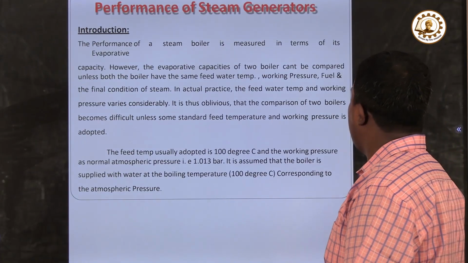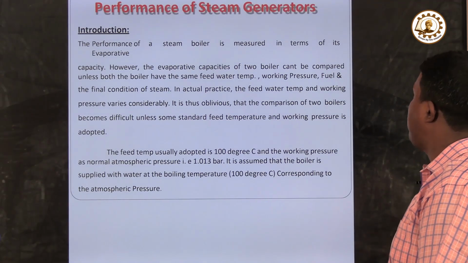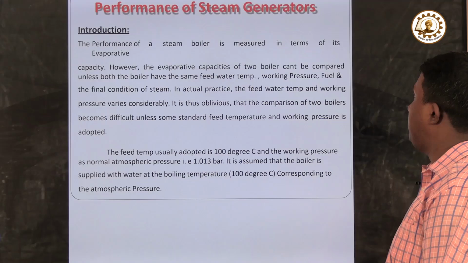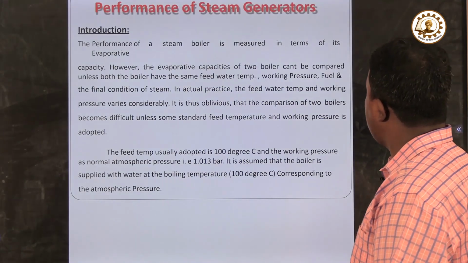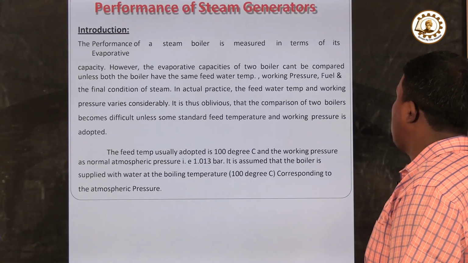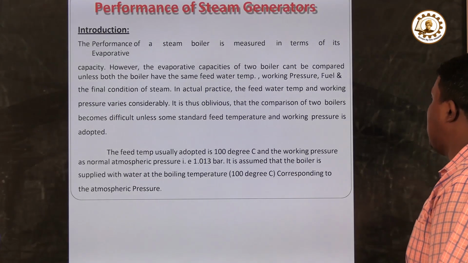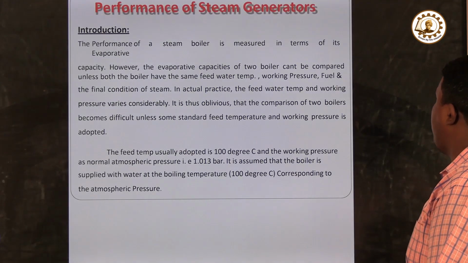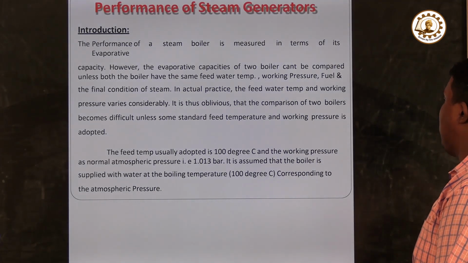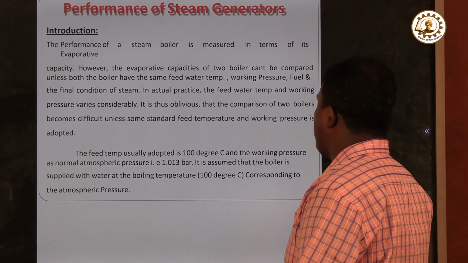Evaporative capacity of two boilers cannot be compared unless both boilers have the same feed water temperature, working pressure, fuel and final condition of the steam. In actual practice, the feed water temperature and working pressure vary considerably. It is obvious that the comparison of two boilers becomes very difficult unless the same standard feed temperature and working pressure is adopted. The feed temperature usually adopted is 100 degrees Celsius and the working pressure is normal atmospheric pressure, 1.013 bar.